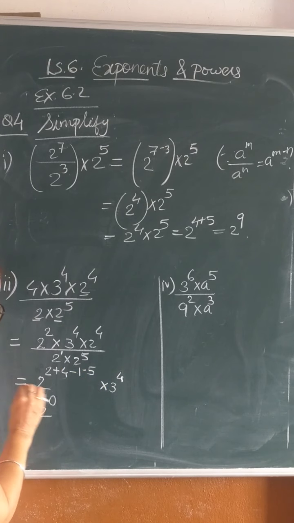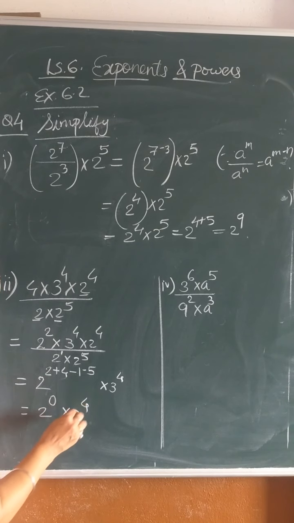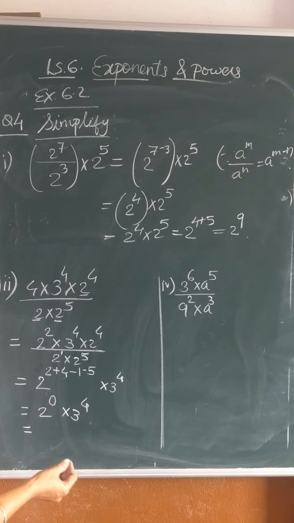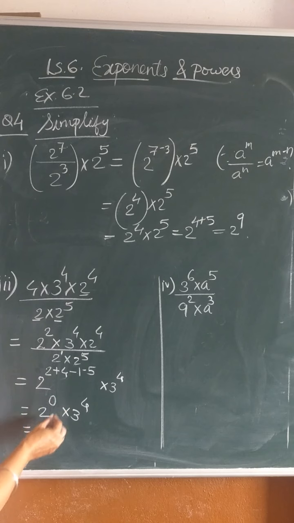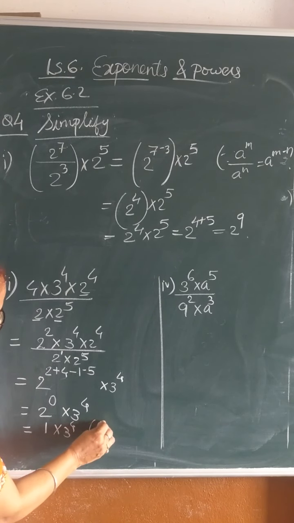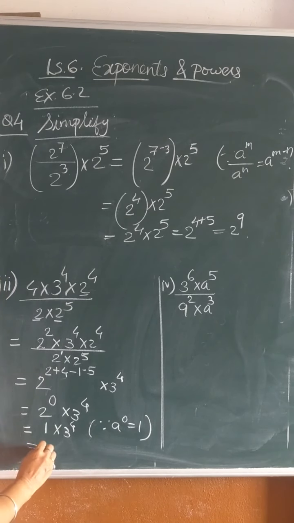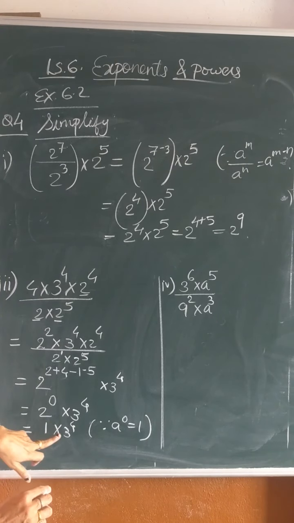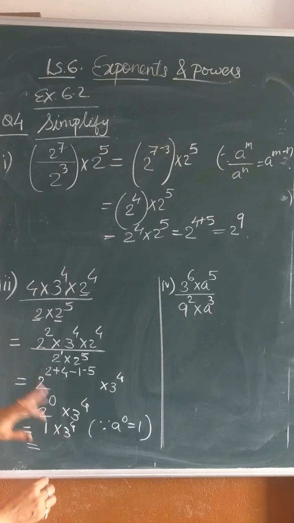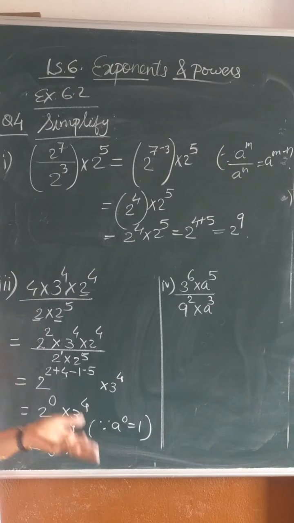So when you simplify, what did you get? 2 raised to the power 0 into 3 raised to the power 4. Now you know the law that any number raised to the power 0 is always 1, into 3 raised to the power 4. Here you write the law we have used. And when you multiply 1 with any number, the answer is the number itself. So what is the answer here? 3 raised to the power 4.